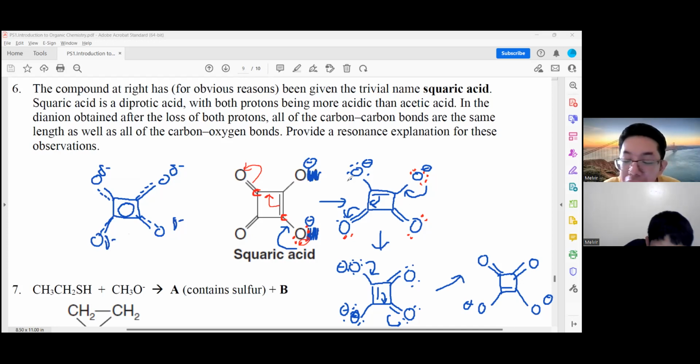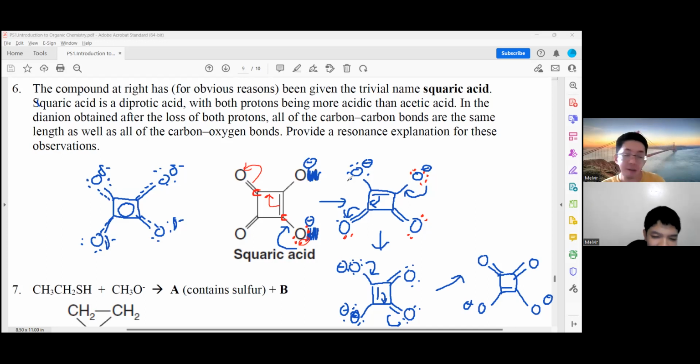Ilang lone pairs ang oxygen mo? Okay, dalawa-dalawa. Good. With that resonance hybrid structure, explain now why your squaric acid is literally a square.